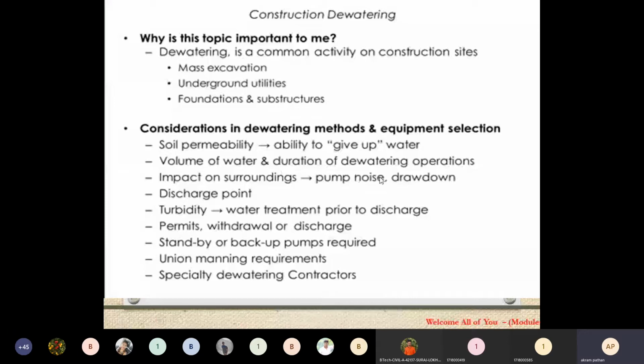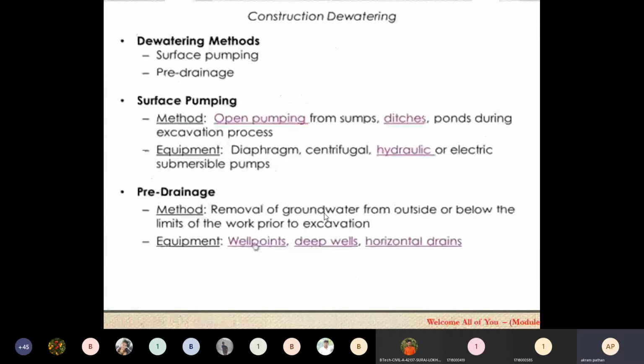Then the volume of water and duration of dewatering operations, then impact on surroundings, that is the pump noise and the drawdown, fluctuation in water table. Then discharge point, turbidity, permit for withdrawal or discharges, standby or backup pump required, union requirements, and specialty dewatering contractor. So a certain experienced contractor will be required for the dewatering process. These are very important considerations. We have to look into them during the dewatering process.